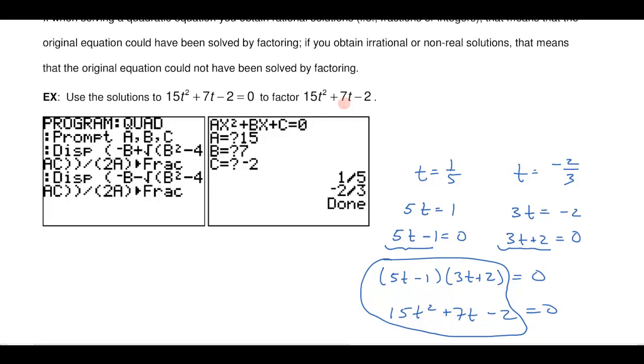And that'll always work. You can use your quadratic formula, whether you do it by hand or on your graphing calculator, to find the solutions. And then once you have the solutions, you can work backwards, and that will give you the factorization.